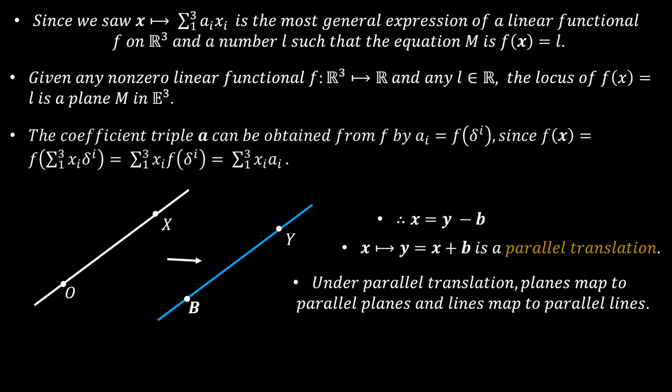Under parallel translation, planes map to parallel planes, and lines map to parallel lines. So it's important to know that this is equivalent to just adding a constant to a given point in space. Parallel translation means that you're transforming a line to a parallel line and a plane to another parallel plane.